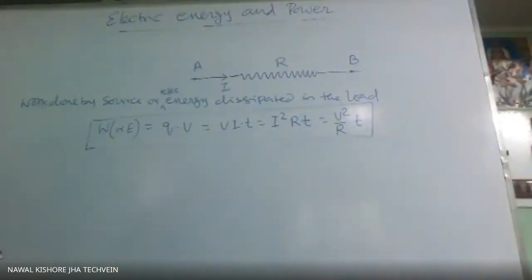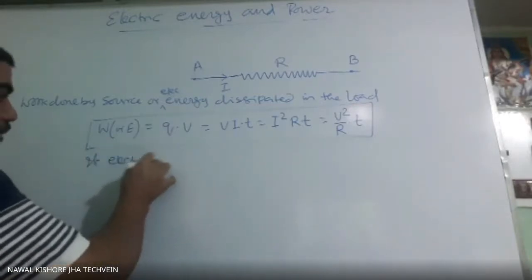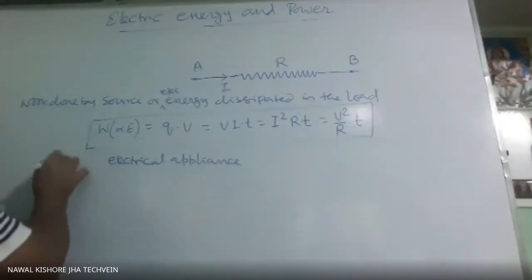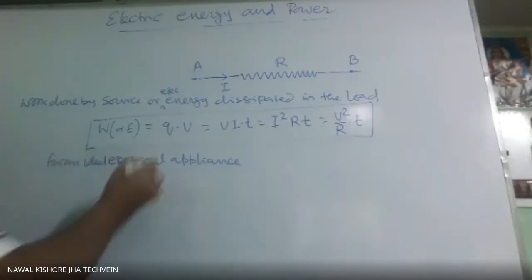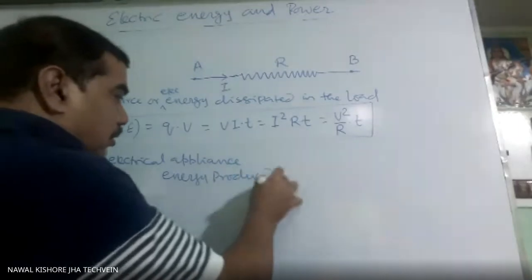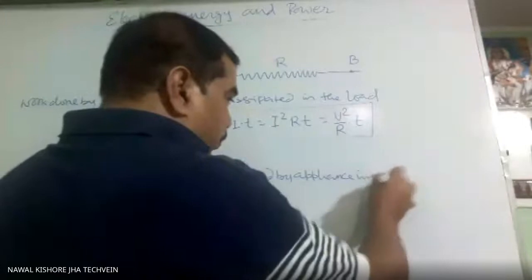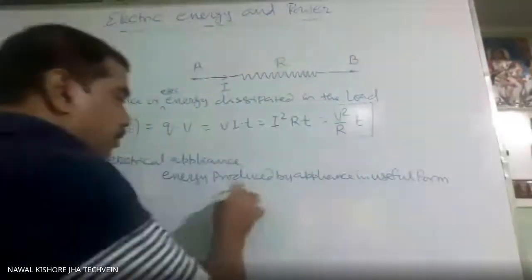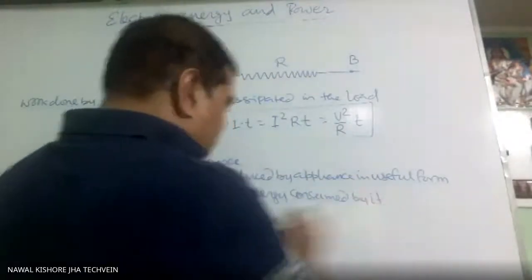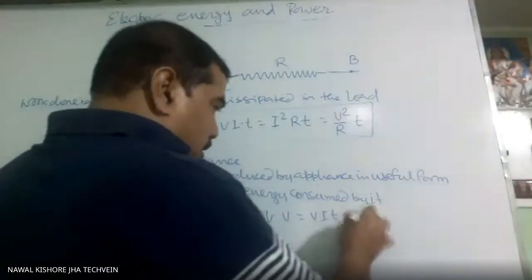So if electrical appliance is ideal, or for an ideal electrical appliance, you can say, energy produced by appliance useful for us will be equal to energy consumed by it. That is Q into V or VIT or I square RT.